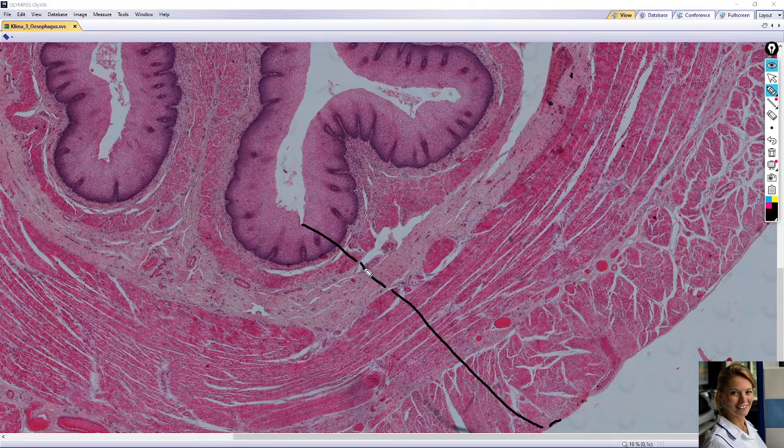Submucosa, this is also connective tissue, and muscularis externa, which is formed from circular layer and longitudinal layer of smooth muscle cells and serosa.